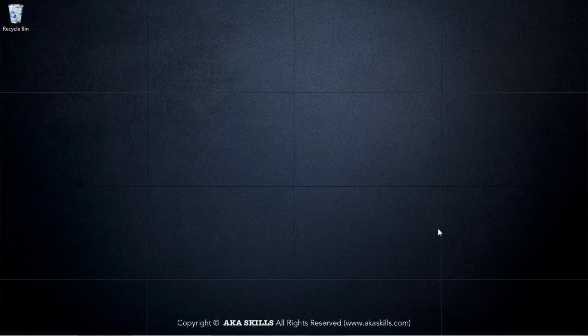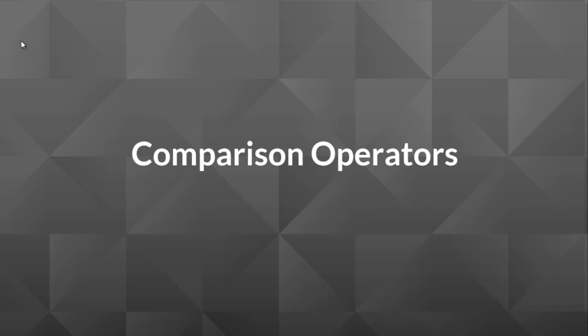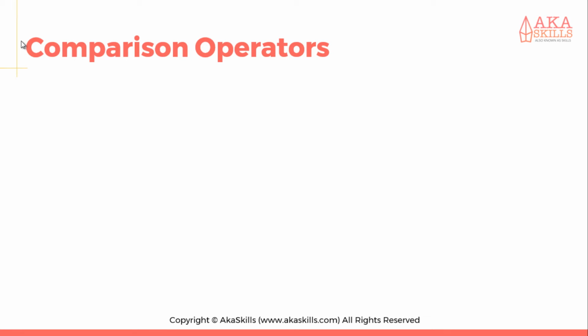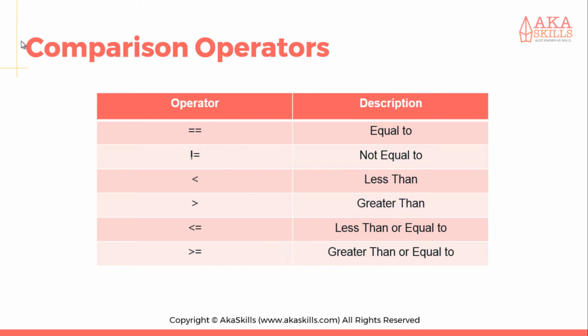So in this video, we'll be talking about another kind of operator in PHP, which is the comparison operators. Now, as the name implies, this operator is used to compare values. Now, let us talk about examples of comparison operators in PHP. There are about 6 comparison operators in PHP.